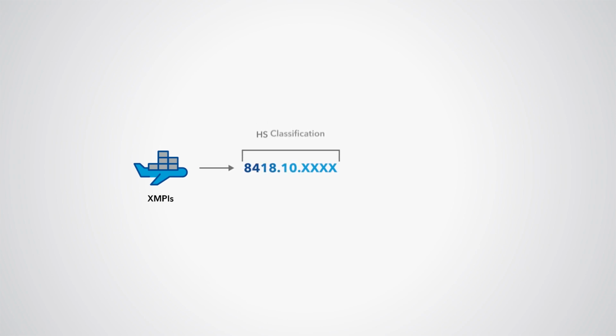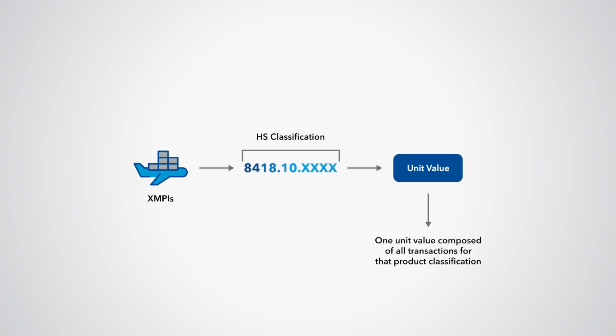However, if the UVI category includes more than one type of crude oil, then volatility and dispersion tests could indicate that the UVI is not reliable. Most item groups for XMPIs are defined using the single characteristic of its HS classification. This produces one unit value composed of all transactions for that product classification.